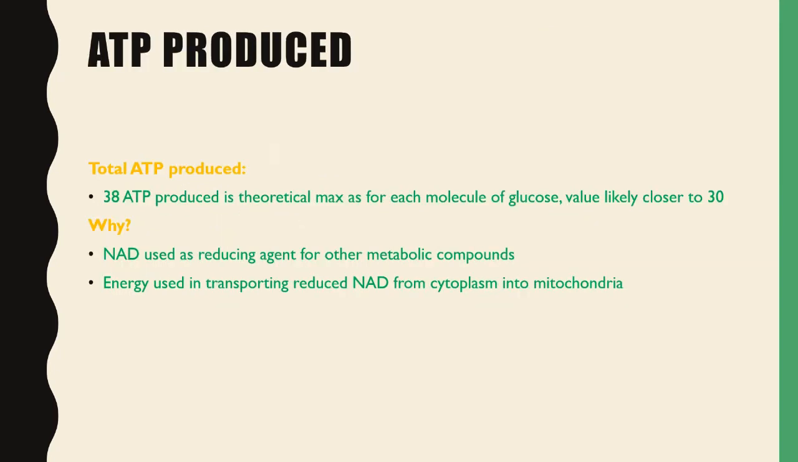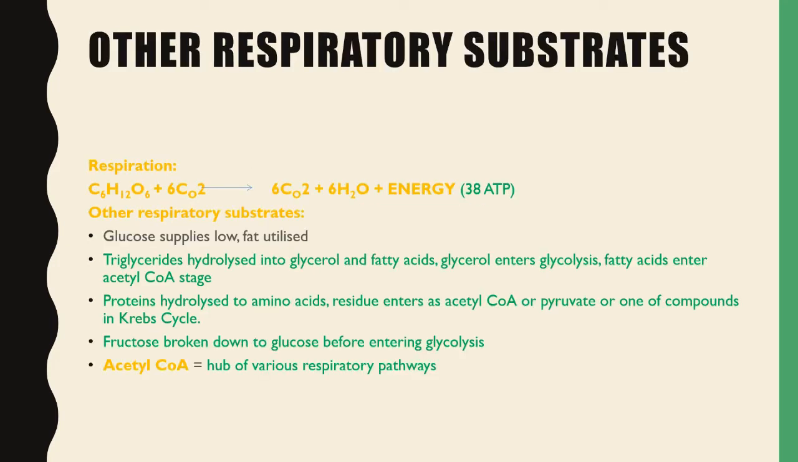The total ATP produced is 38, and that is a theoretical max for each molecule of glucose. The value is actually likely to be closer to 30, because NAD is also used as a reducing agent for other metabolic compounds, and energy is used in transporting the reduced NAD from the cytoplasm into the mitochondria.